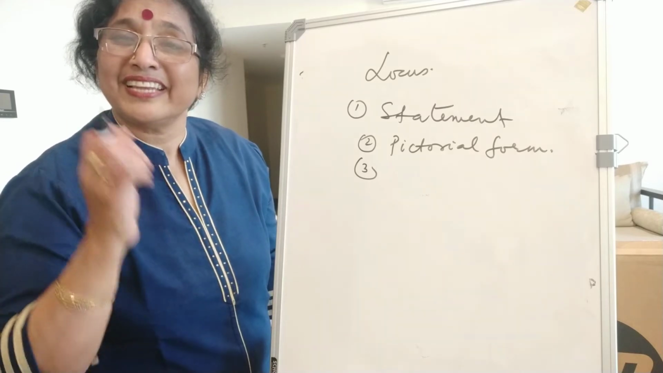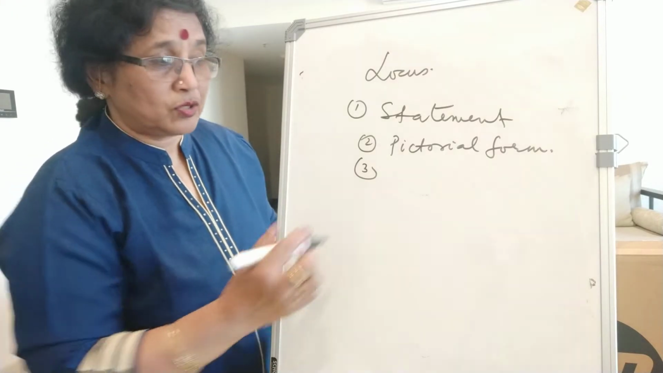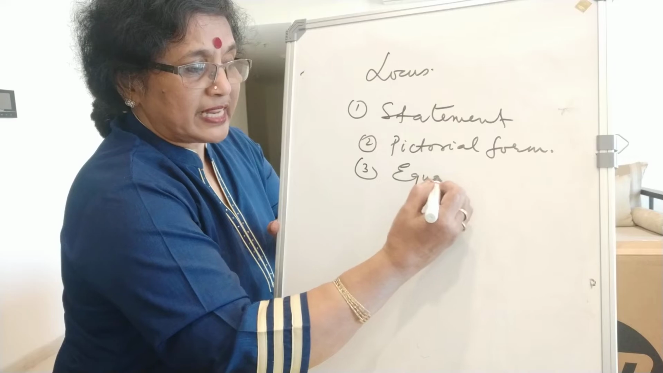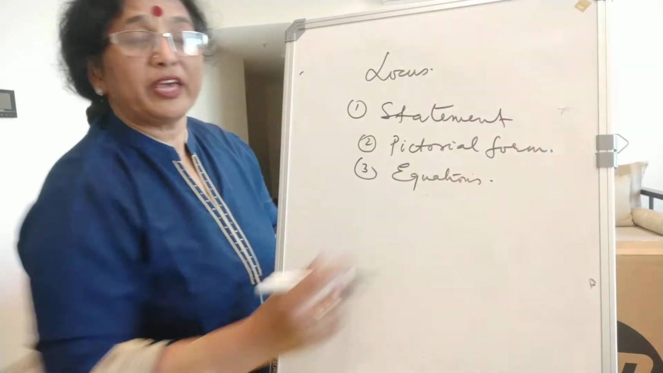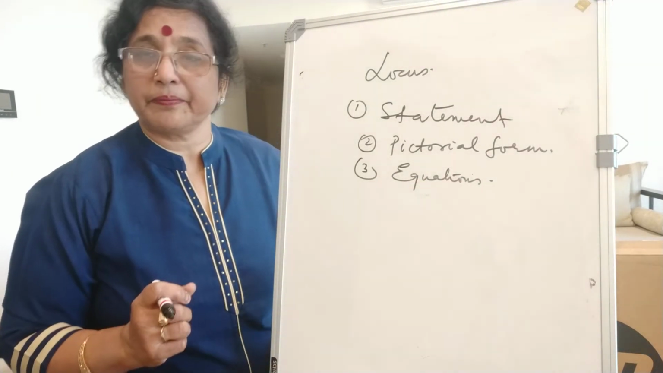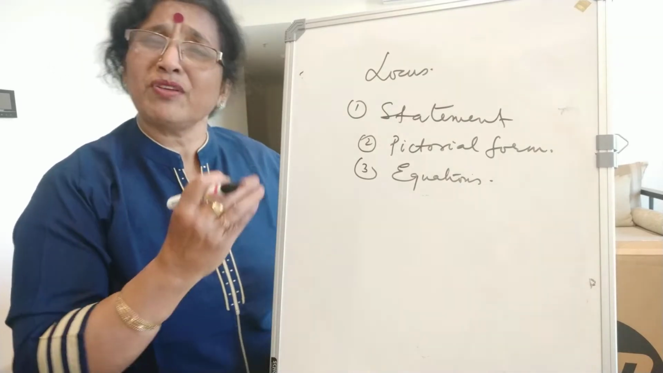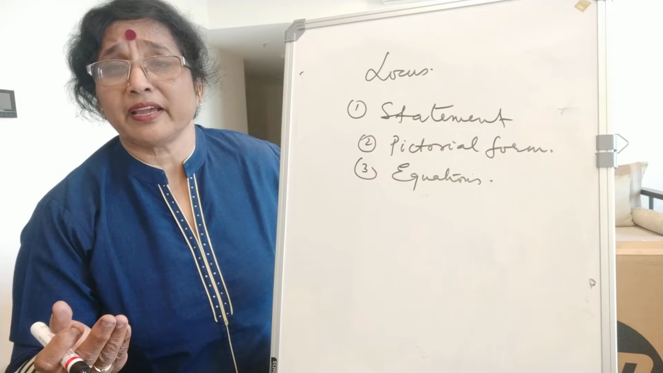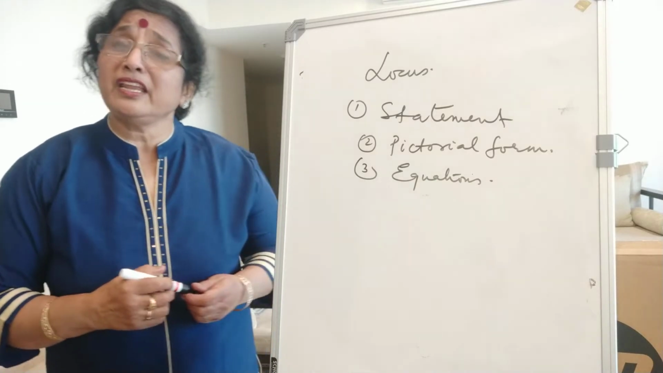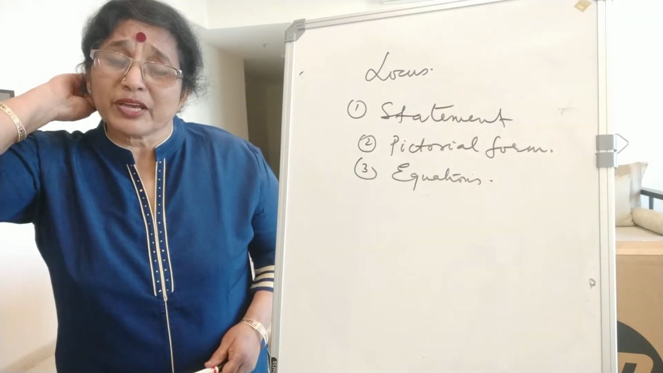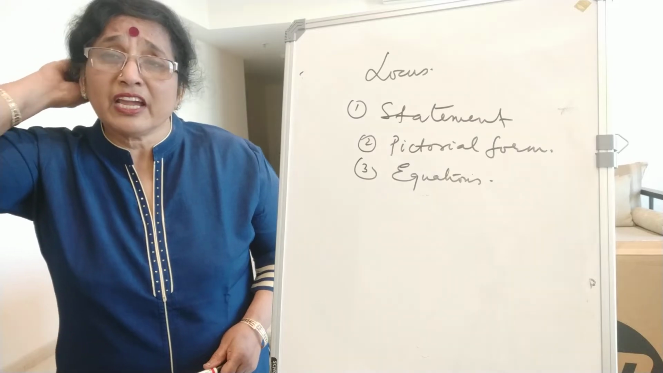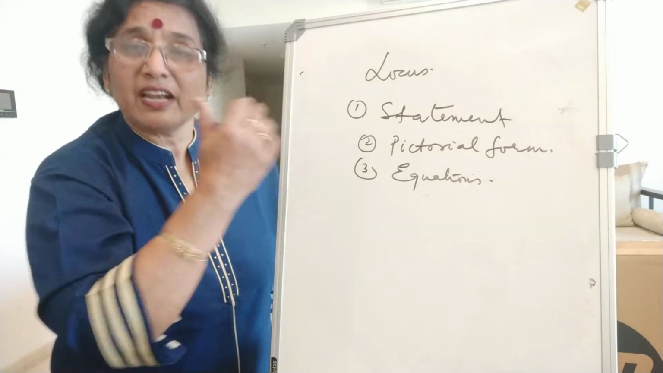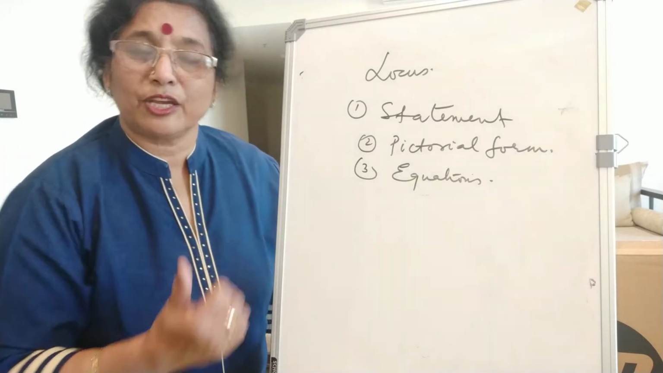Third is an equation. Generally we are sticking in 10th standard with 2 variables, x and y. So when you write x plus y equals 5, children, that's the locus of a straight line. That's called a linear equation because when drawn on a graph, it will give a straight line graph.